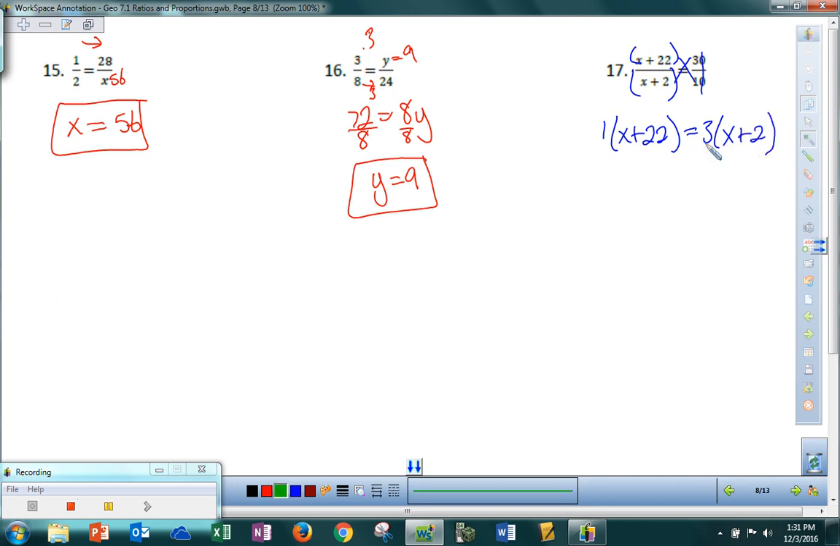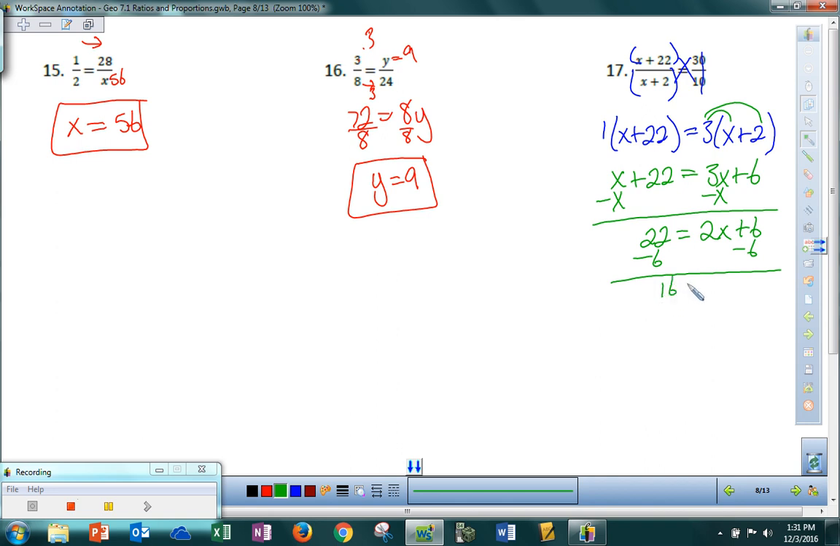Now in this case, there's nothing to divide away here, so what we're going to do is go ahead and distribute through. Well, 1 times anything is just itself, so x plus 22. And on the other side, we've got 3 times x, 3x, and 3 times 2, plus 6. We want our x's to one side. I'm going to move this single x over. That keeps the coefficient on the x positive, which is helpful. And then we'll subtract 6 from both sides.